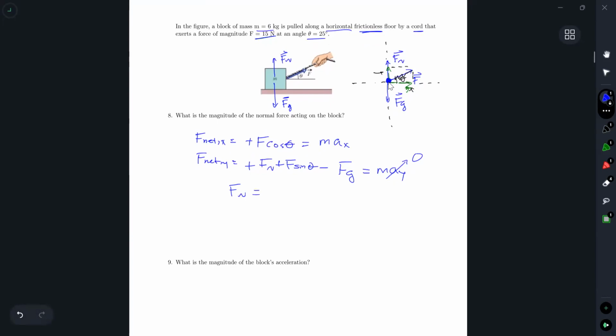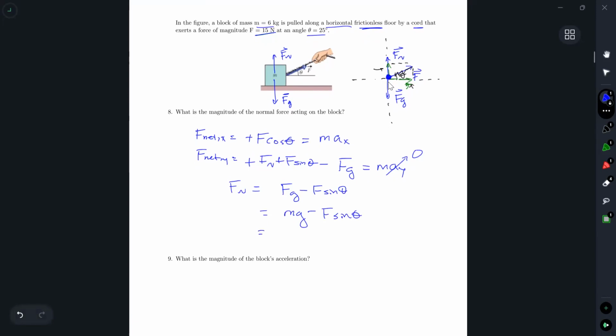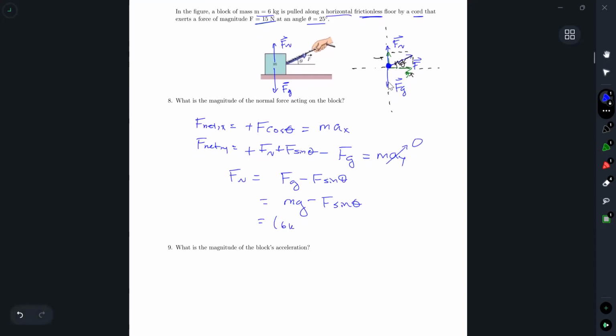Rearranging, our normal force is equal to gravitational minus F sine theta. Magnitude of gravitational force is mass times gravitational acceleration. So 6 times 9.8 minus 15 sine 25 degrees. That's going to be our normal force.